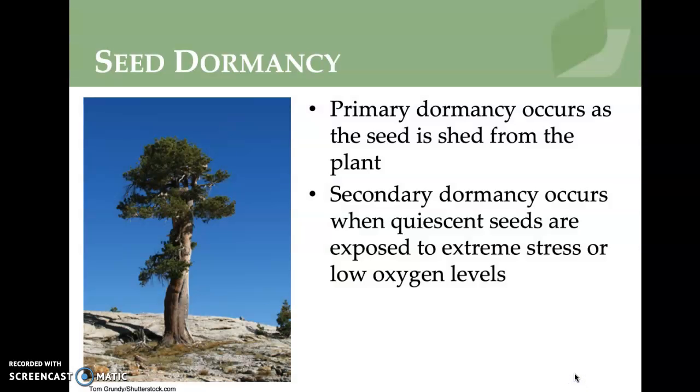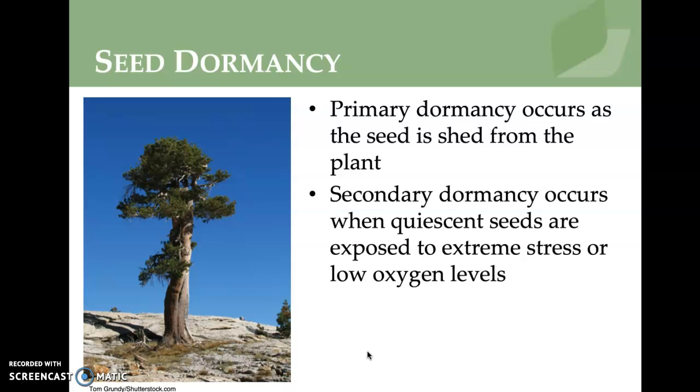So, seed dormancy. Primary dormancy occurs as the seed is shed from the plant. This picture is actually a lodgepole pine. We don't have those around our place. These ones require the high temperatures of a fire to melt away the resin that covers the cone in order to release the seed. So they're a little dramatic. They need some fire in order for those seeds to get dispersed. Dormancy allows the seed to germinate only when environmental conditions favor seedling survival.